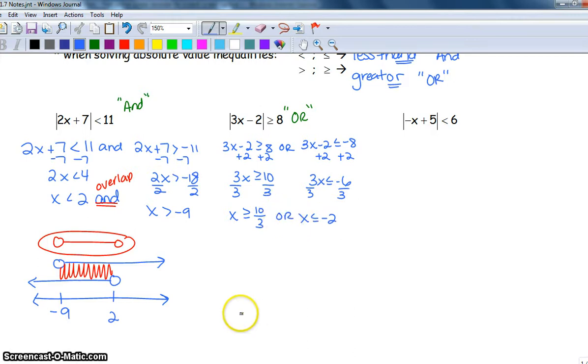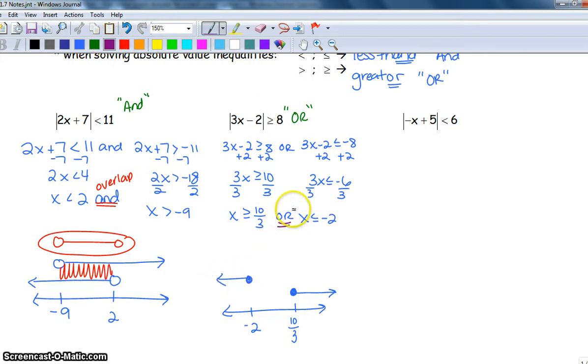And we've got an "or" problem here. So we've got two numbers, a positive 10/3 and a negative 2. The negative is smaller because any negative number is smaller than a positive, so we go to the left, and 10/3 to the right. We've got greater than or equal to, which means we've got a closed circle to the right, about 10/3. Less than or equal to a negative 2, closed circle to the left.